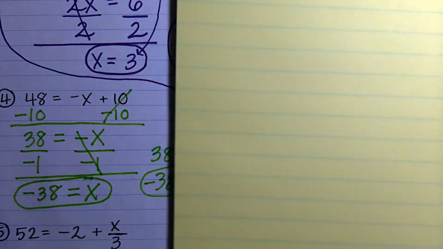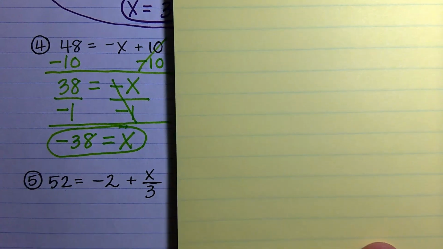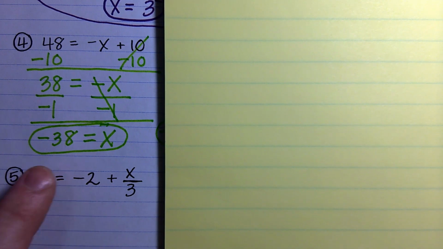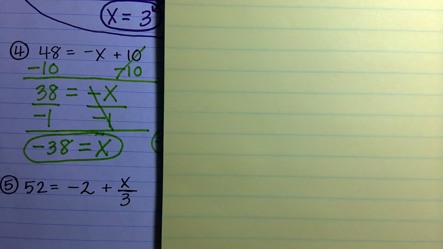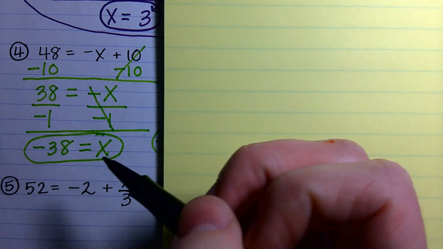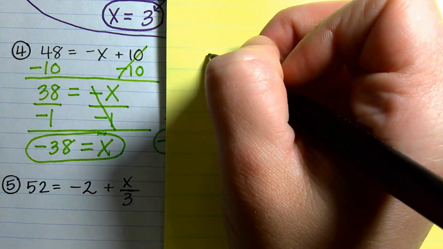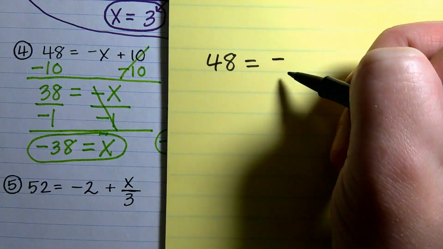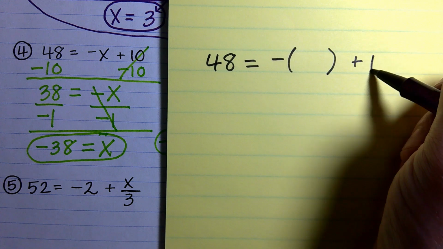All right. So I'm going to just put that. There's my work. So how can I make sure my answer is right? What am I going to be writing out to the side to check? Really plug in negative 38 into your x's. Yeah, so I'm going to go ahead and write out my whole equation. 48 equals negative whatever x is plus 10.